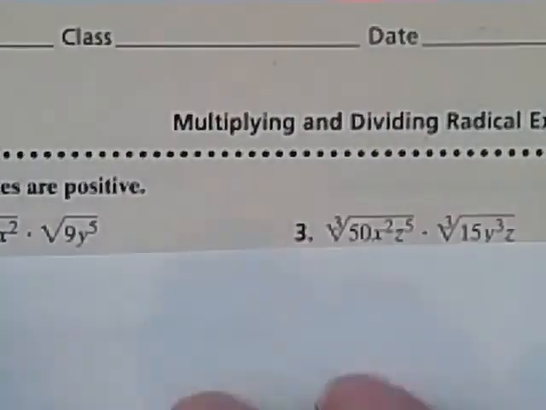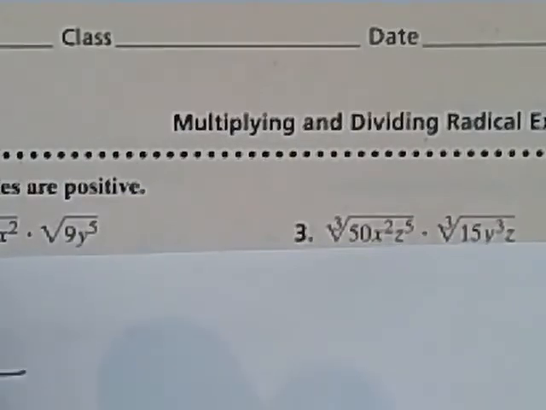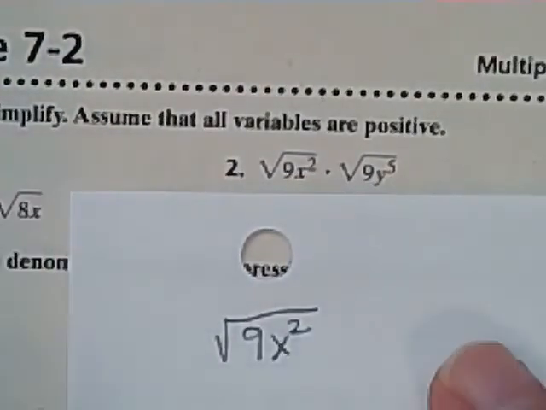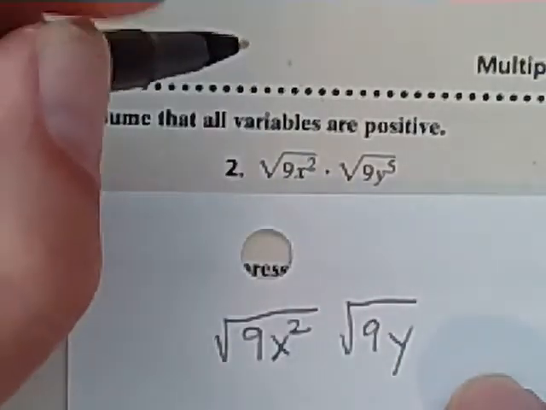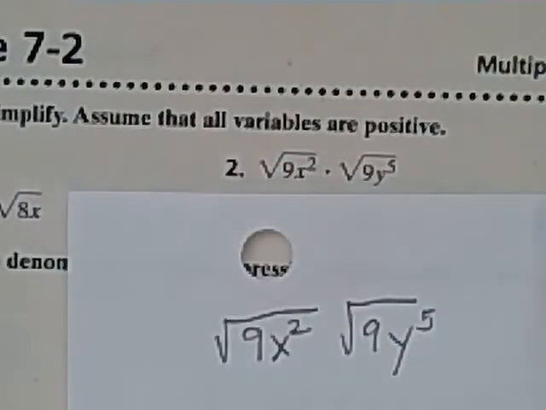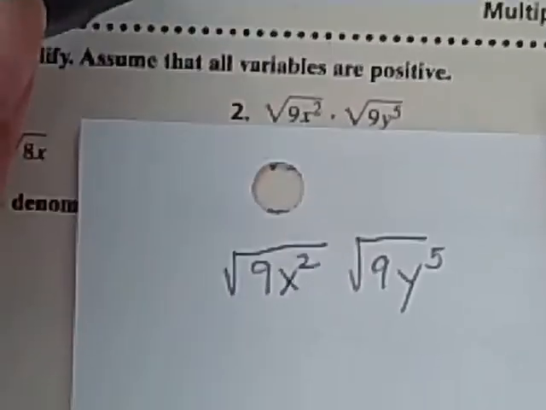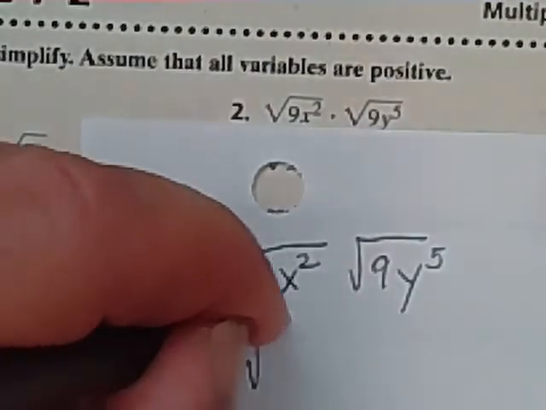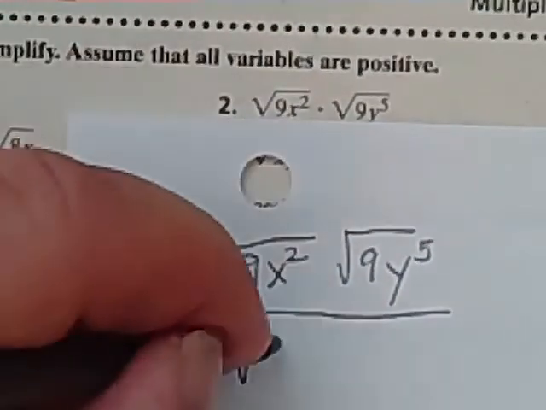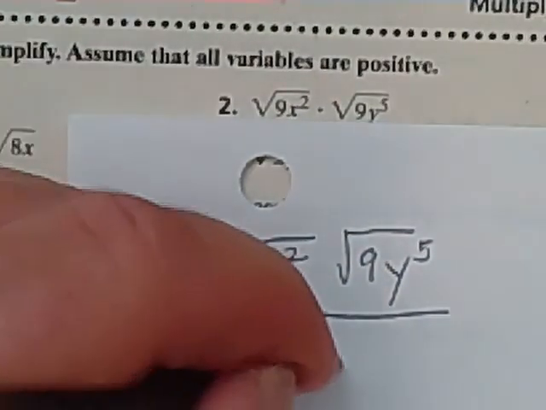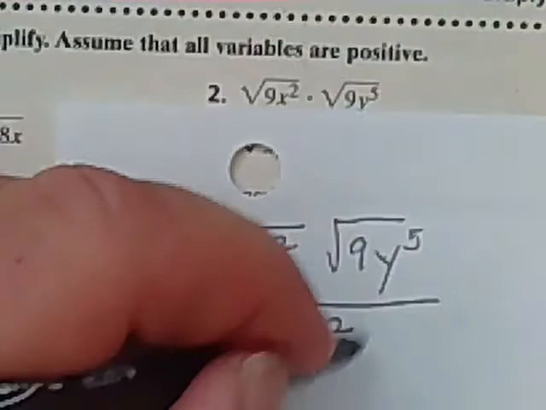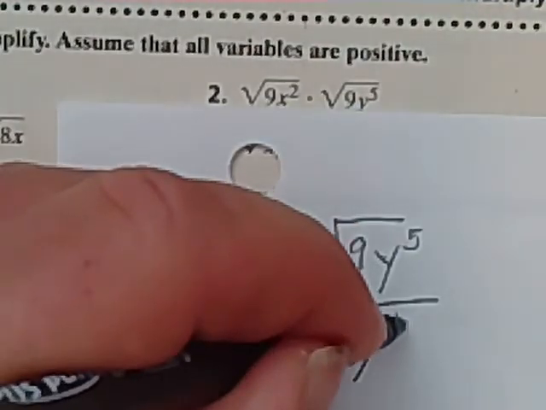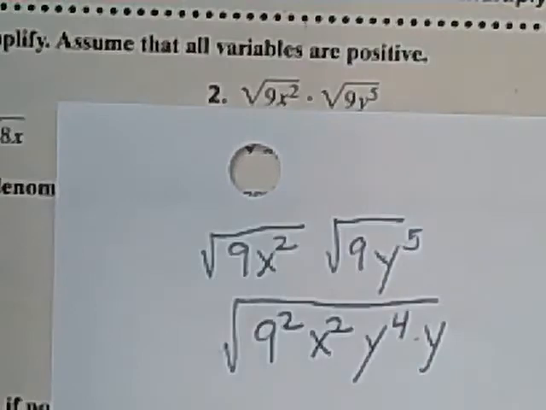Number 2 says, what is the square root of 9x squared times the square root of 9y to the 5th power? Oh, well, okay, you can combine them underneath the radical and write this as 9 squared x squared. Now for the y to the 5th power, you can break that apart and call that y to the 4th power times y.